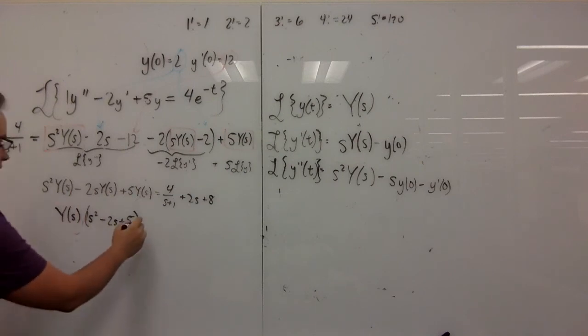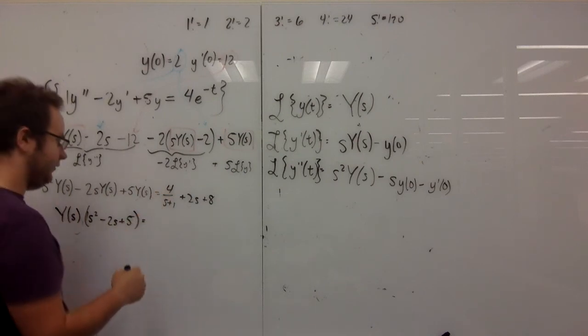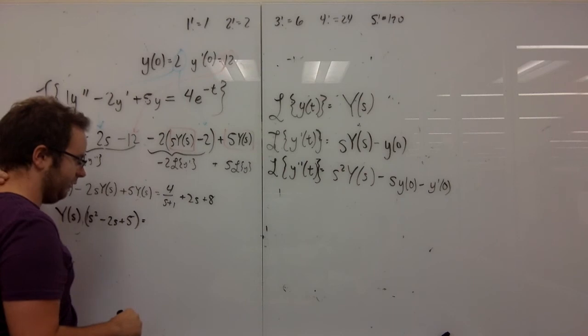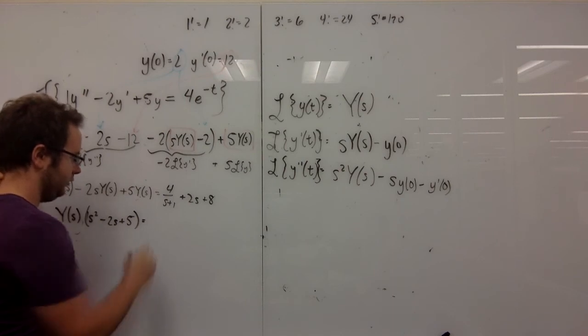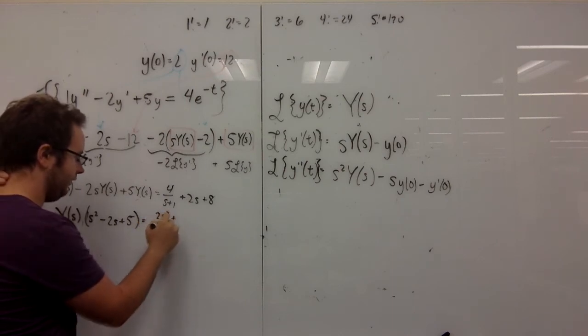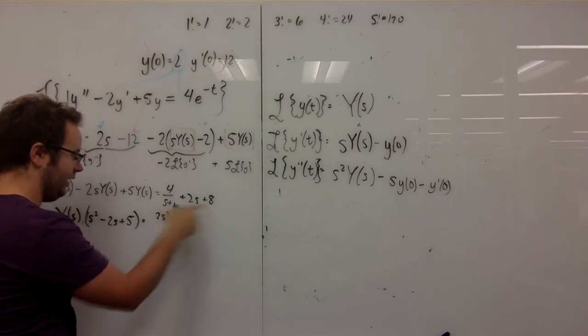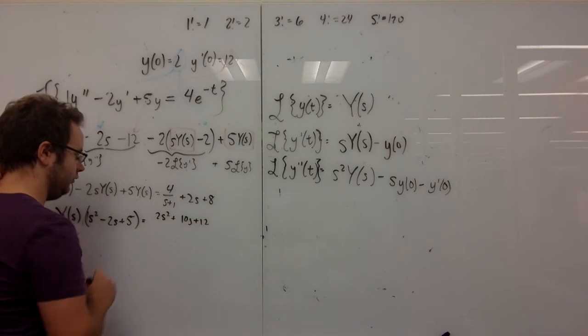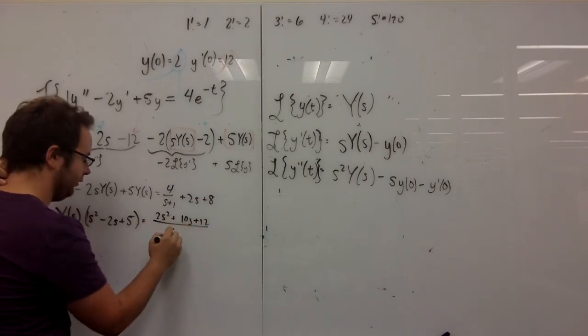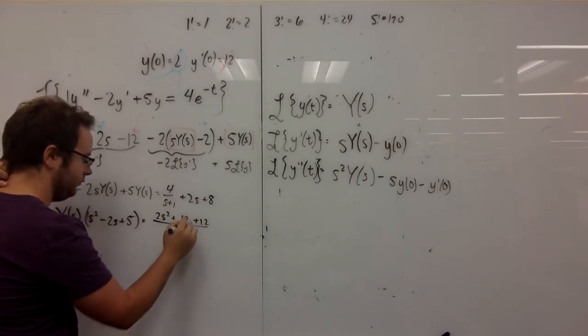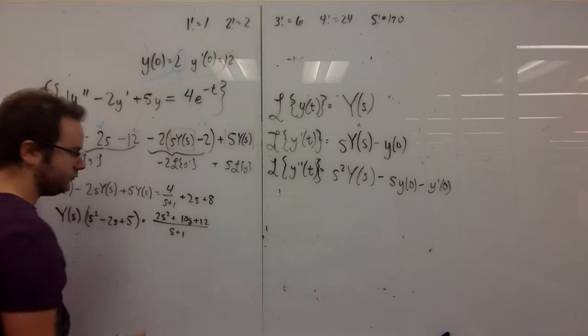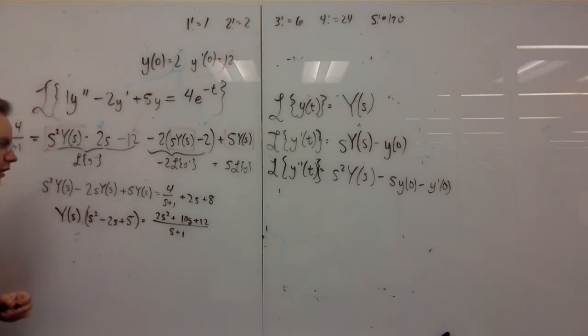Okay? Equals. Now I'm going to get a common denominator with this. s plus 1 times 2s plus 8 would be 2s squared plus, now the 2s plus an 8s is 10s. We have 8 plus a 4 is 12. Cool? All over s plus 1. 2s squared plus 10s plus 12 all over s plus 1.